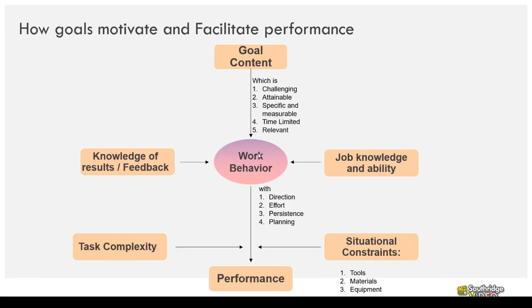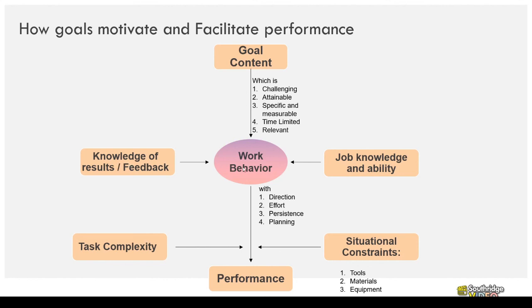So how do goals motivate and facilitate the performance of a company? This can be summarized in this figure. Organizational goals of a company must be challenging, attainable, specific and measurable, time limited, and relevant, which can affect the work behavior of an employee. The work behavior of an employee has two factors that affect it: his job knowledge and ability, and the knowledge of results or the feedback from his previous projects.